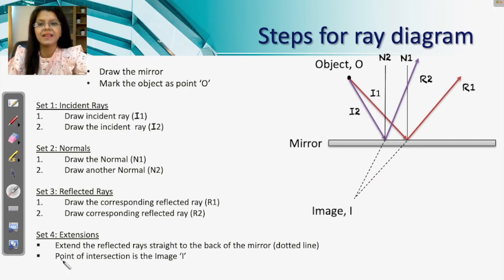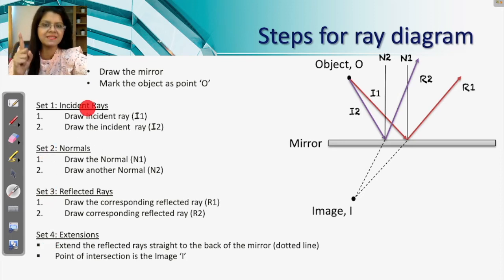Right, you'll find the point of intersection, and that will be your image I. So just make a dot here. That's your image I. So this was your point object O that you started with, and you have found the image I. So the whole process of steps for the construction of the ray diagram is a four-step process and easy to remember steps.